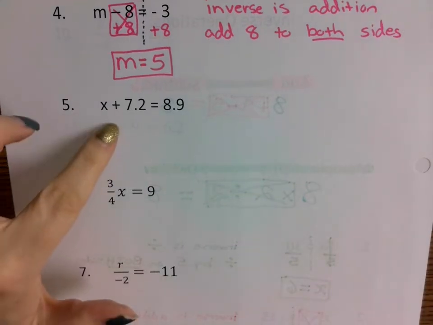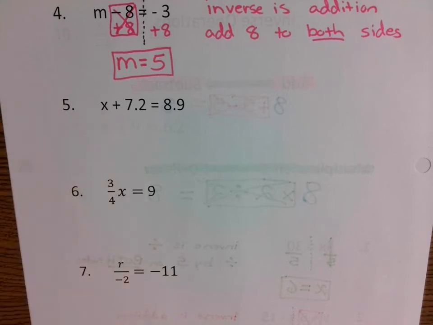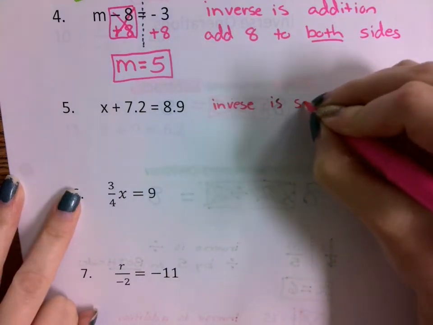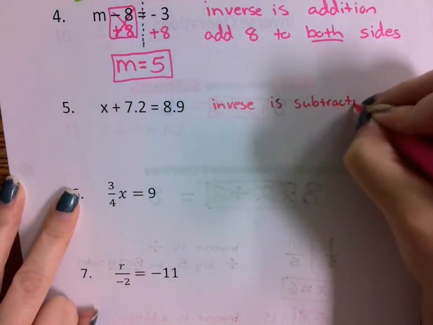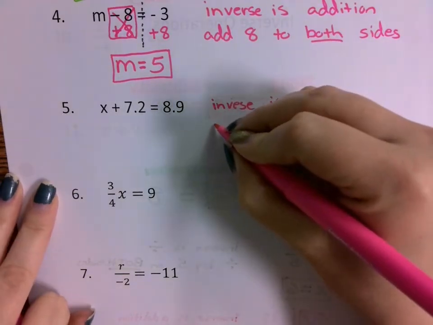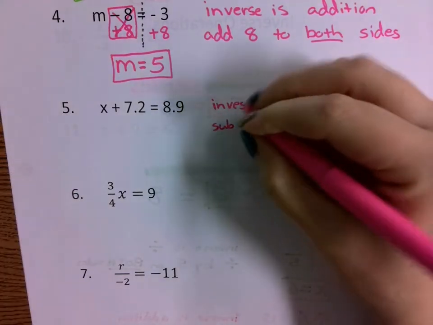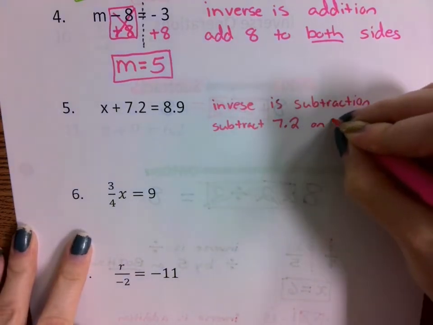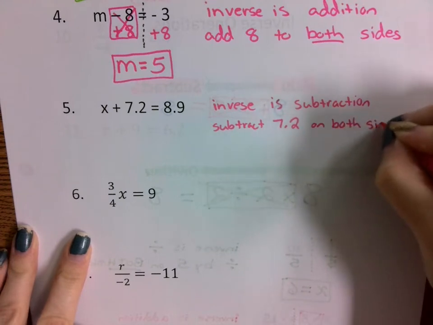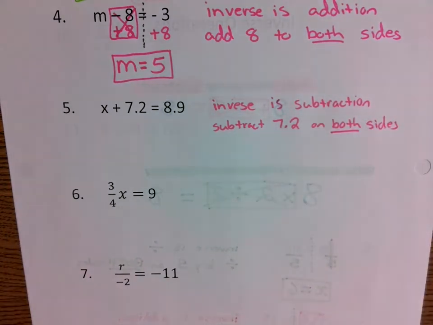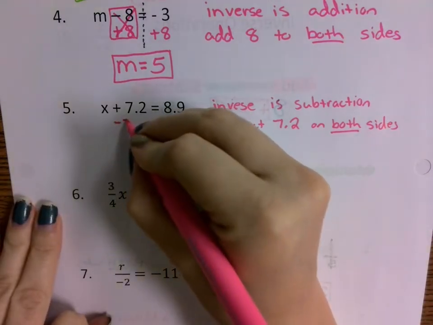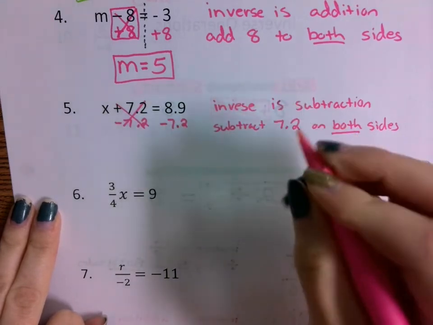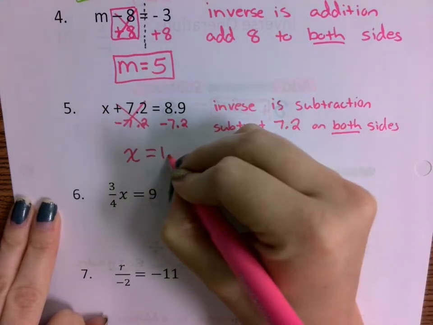Let's go over this. This was an addition problem. Our inverse operation to addition is to subtract. So the inverse is subtraction. You should have that written down. So that means you are going to subtract 7.2 on both sides. When you subtract 7.2, they're going to cancel out here. Subtract 7.2 on the right side, and you're going to get x is equal to 1.7.